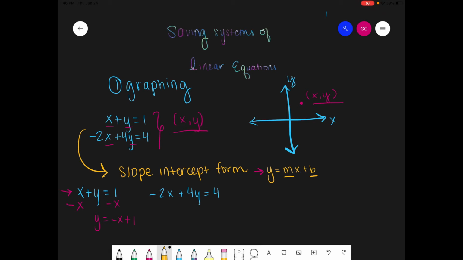We are now in slope-intercept form. Here our slope, m, is negative 1, and our y-intercept, b, is 1.